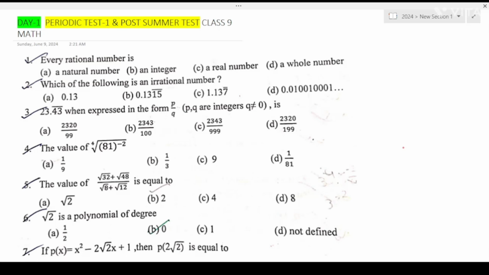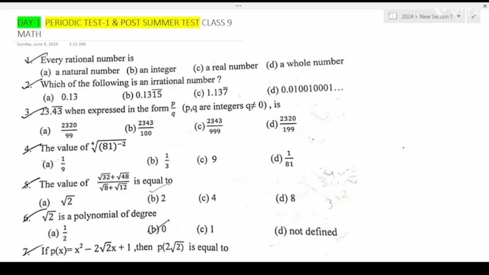Students, are you ready to practice some important questions for your periodic test 1 and post summer exam to ensure you are fully prepared? So let us start the session. First question number 1. Every rational number is dash. Option A, a natural number. Option B, an integer, C, a real number and D, a whole number.